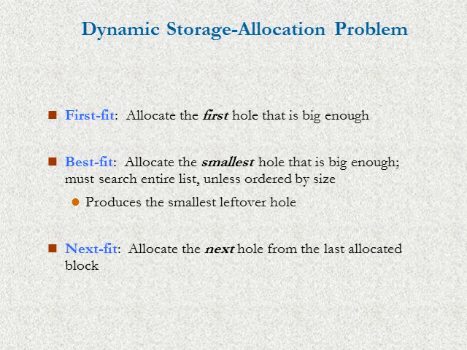The next method is best fit, where we traverse the complete main memory and we keep track of all the holes that are available on the main memory. The smallest hole that is big enough to accommodate that process is allocated to that particular process. This gives us the minimum amount of leftover memory.